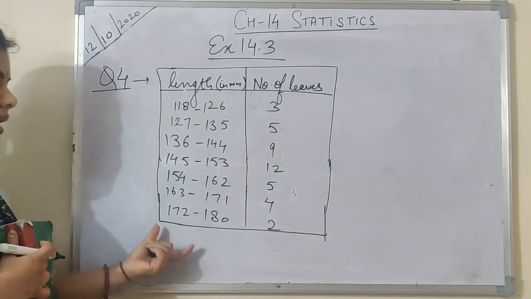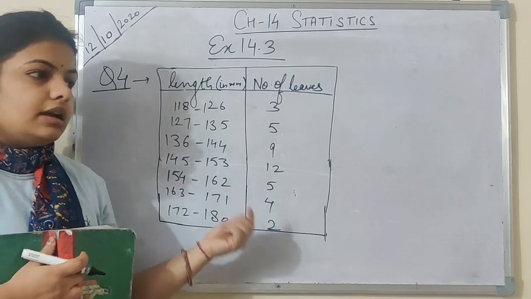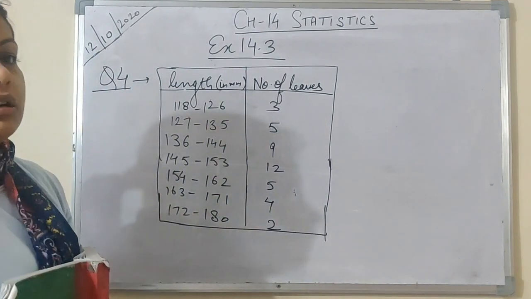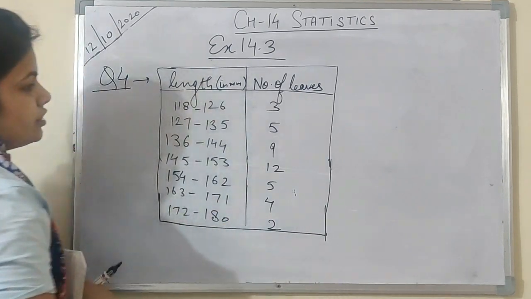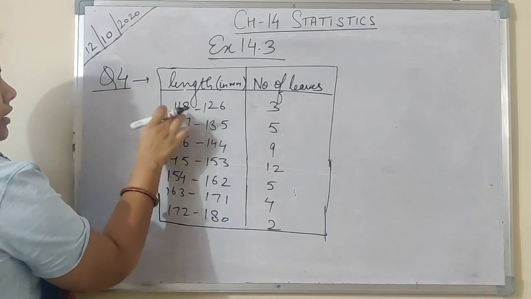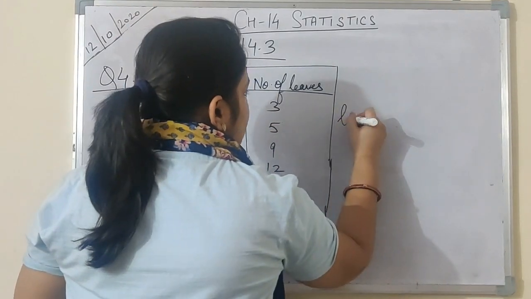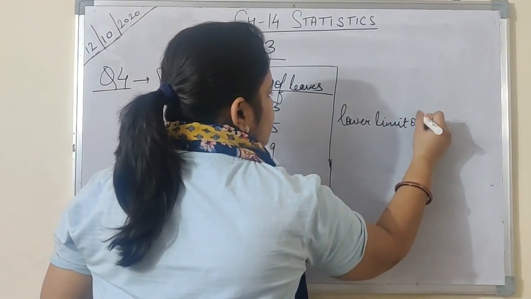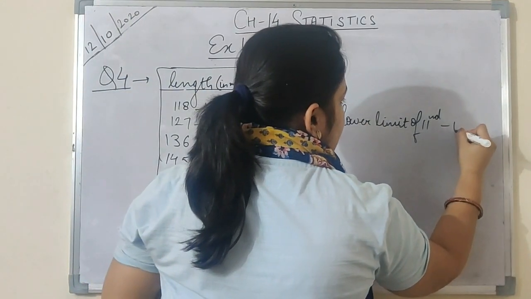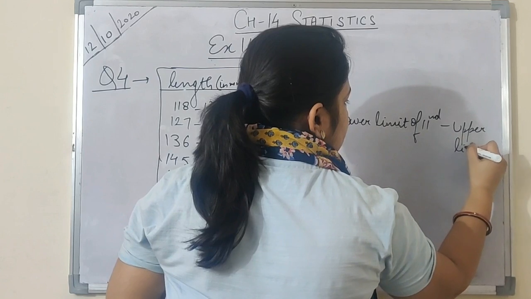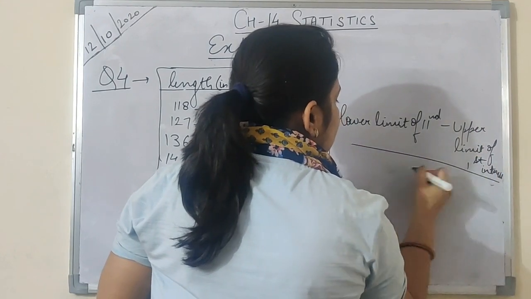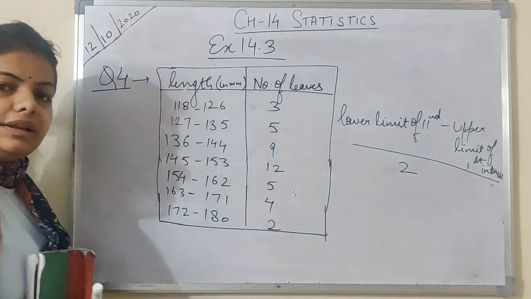Now, what we will do first, we will make our new frequency distribution table where intervals will be in continuous form. As I have told you how to form continuous form from non-continuous, we will see our second interval, and in the second interval, we will see the lower limit. The formula is lower limit of second interval minus upper limit of first interval. Then if we divide our answer by 2, we will get a number.